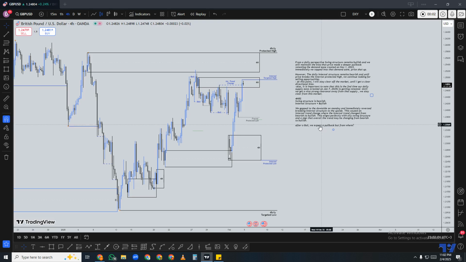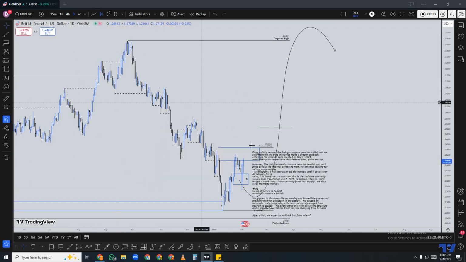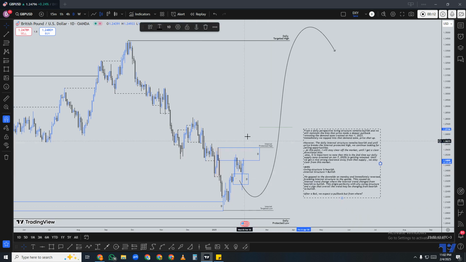So hello guys, I just want to give a very brief trade idea on GBPUSD, and I'm just going to go ahead and start with the daily.